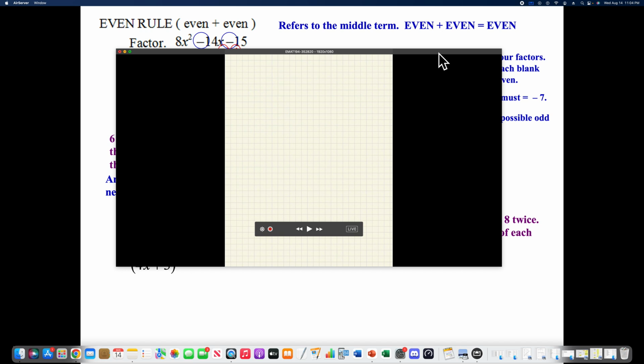All right, so I have my 8x squared minus 14x minus 15. Blank times blank equals 8 times negative 15. Blank plus blank equals negative 14. All right, 2 and 4, 3 and 5. Those are my individual factors. Students have told me that because there's only 3 2's here, eventually that extra 2 has to be multiplied by another 2. That's the 4, which I agree.